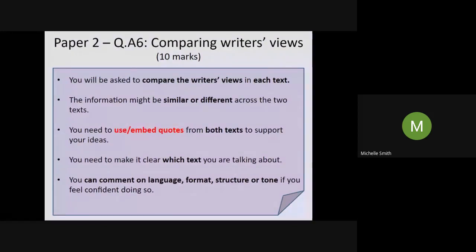You need to make sure that you embed quotes from both texts to support your ideas. And remember, the best way to do it is to talk about one text, then the other, then one text, then the other. So alternate, so that if you did run out of time in an exam situation, you would still have talked about both of those texts. You need to make it clear which text you're talking about. So always just use the writer's surname, remember? So Dickens thinks this, or Bryson thinks that.